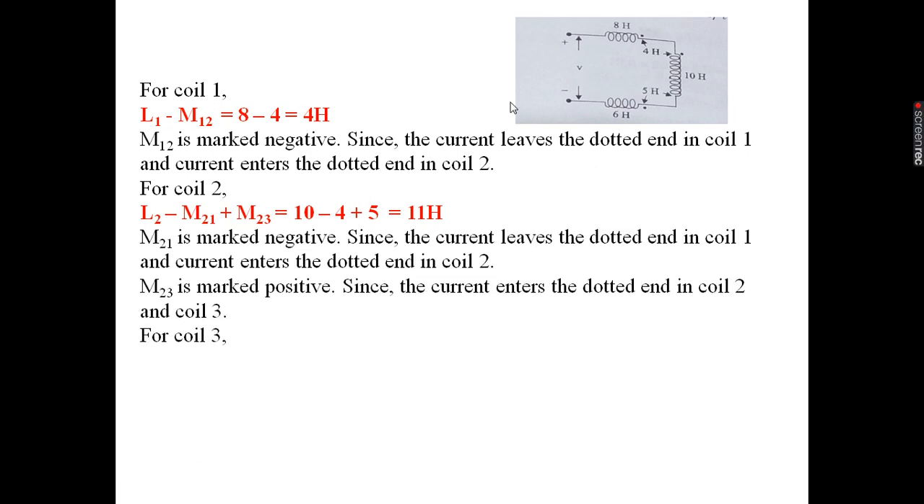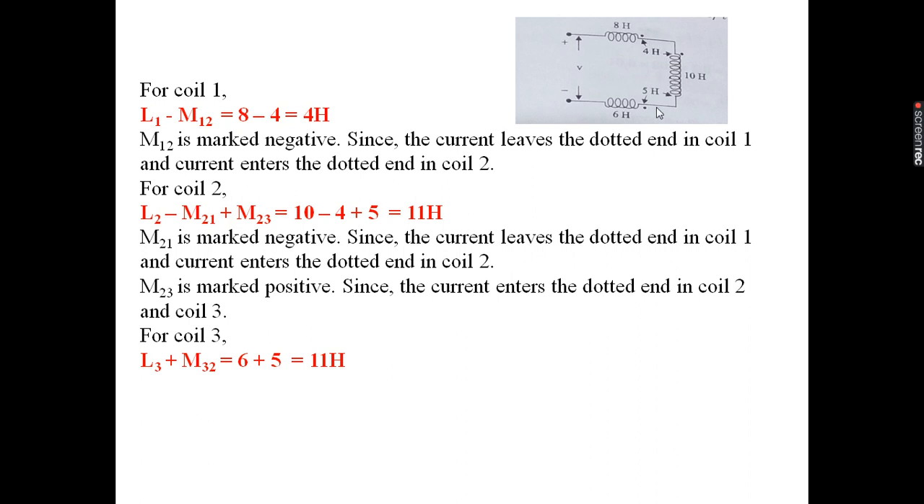Similarly, now we can consider coil 3. In coil 3, the self-inductance L3 is 6 Henry, and mutual inductance forms only with coil 2. It doesn't have any link with coil 1. It has a link with only coil 2, so it is 5 Henry. So for coil 3 it is L3 plus M32, because the mutual inductance is positive. We know that current in both coils 2 and 3 is entering the dot, hence we put plus, so it is again 11 Henry.